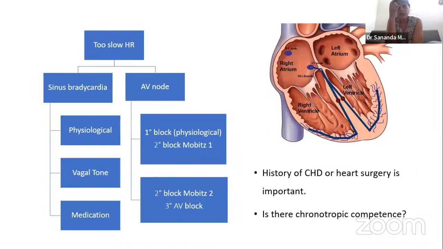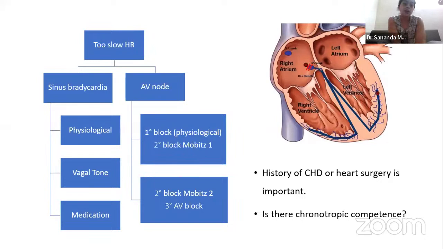Now the slow rhythms. With slow heart rates, either there is a problem in the sinus node, which is sinus bradycardia, or there is a problem in the AV node conduction pathway. Sinus bradycardia could be physiological, which is most common, due to increased vagal tone, or due to certain medications which slow down the AV conduction activity.